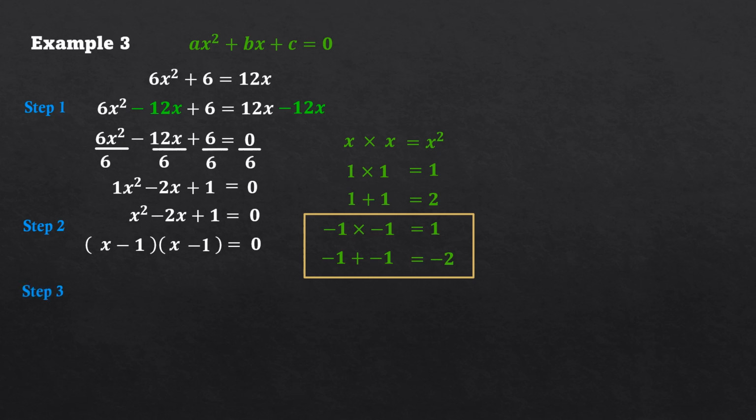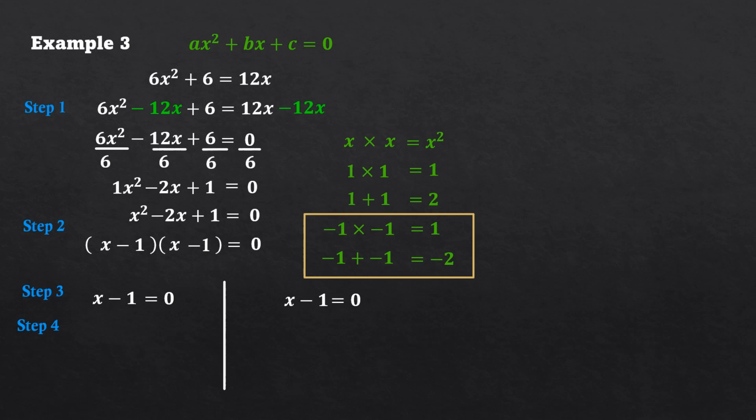Let us now move on to step number 3. Apply the zero product property. We will equate the factors to 0. So, we have x minus 1 is equal to 0. And x minus 1 is equal to 0. Let us move to step number 4. Solve each resulting equation. So, we have x minus 1 is equal to 0.